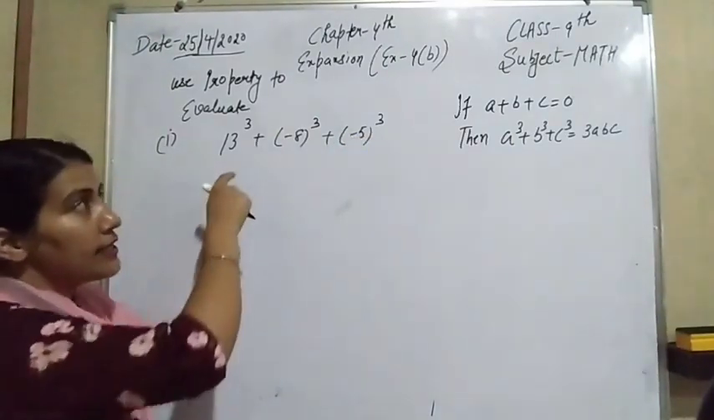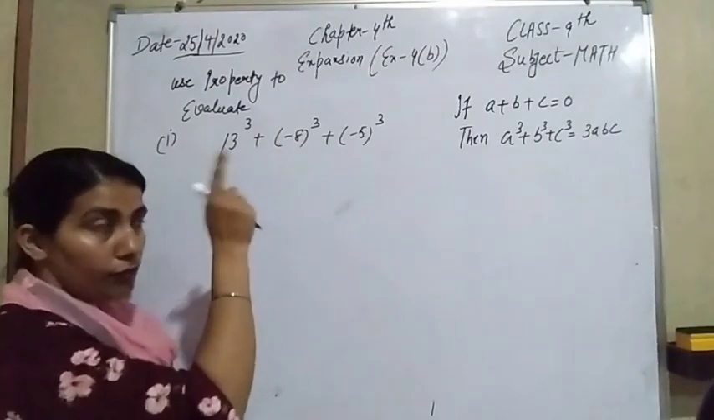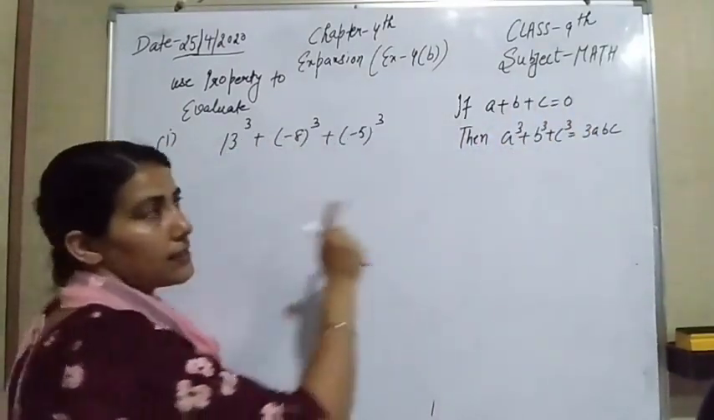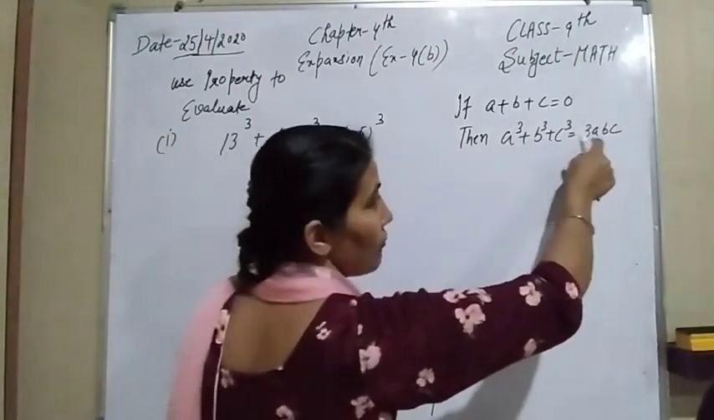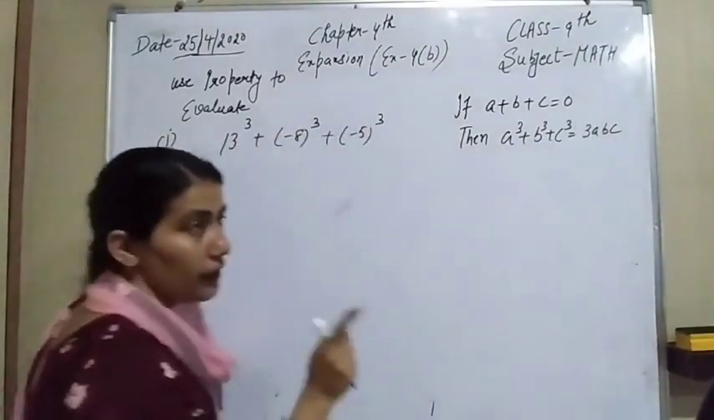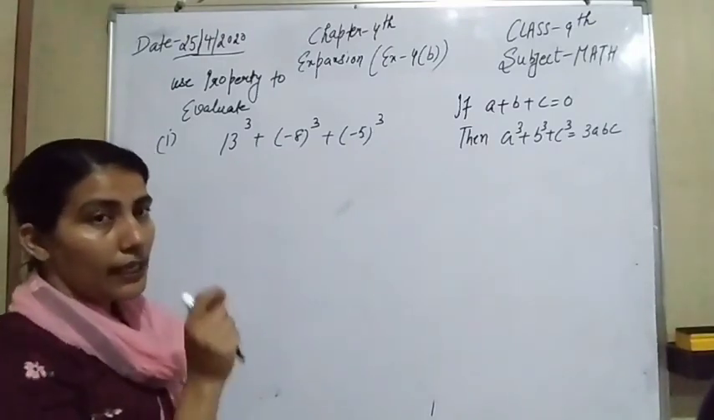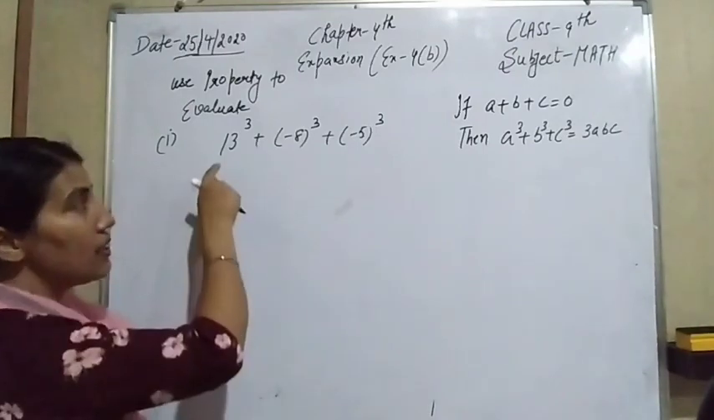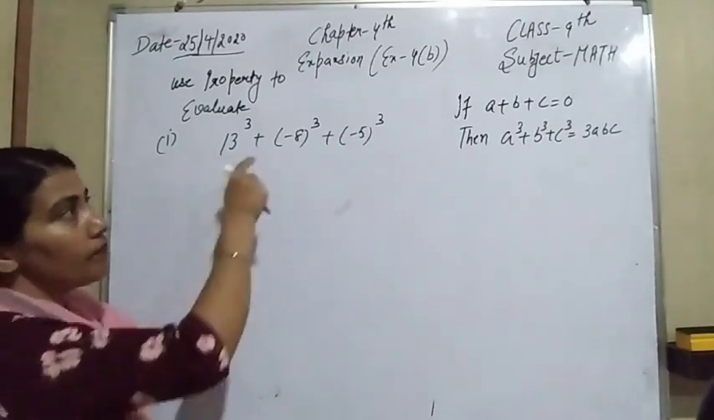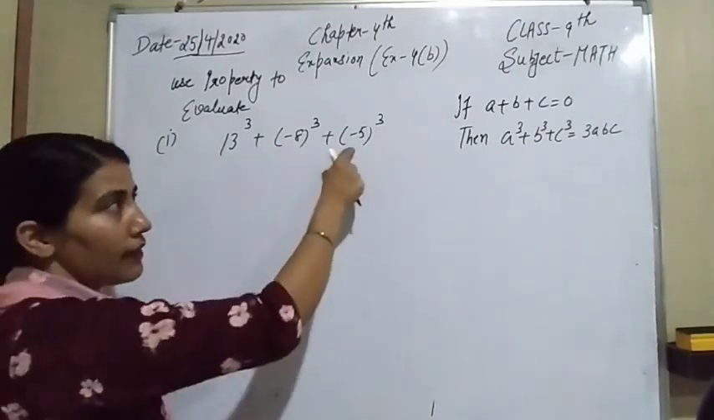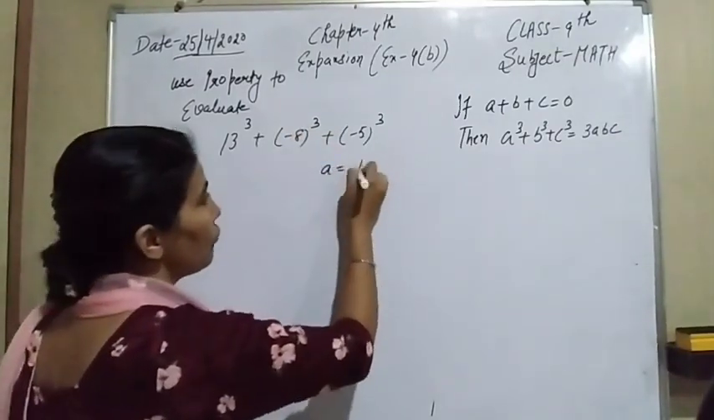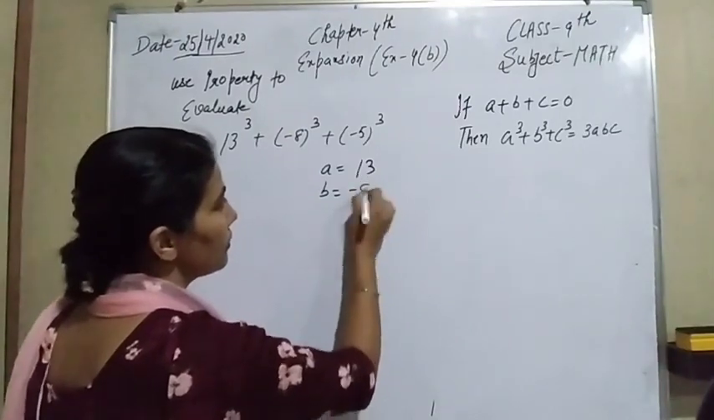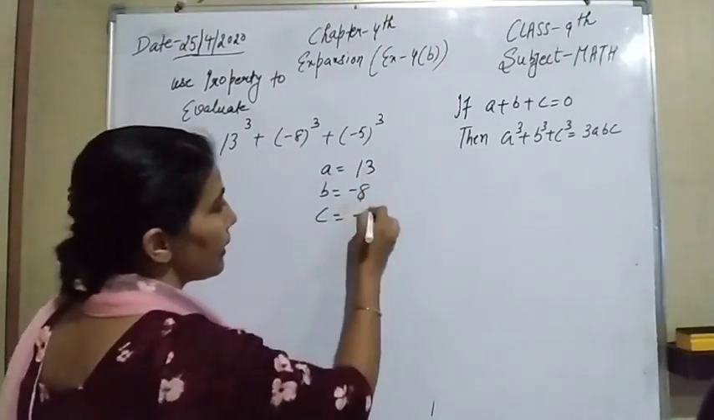Firstly, in these types of questions, if a plus b plus c equals 0, then we have a cube plus b cube plus c cube equal to 3abc. Clear? So first you have to check whether a plus b plus c becomes 0 or not. What is abc? Here the first value is a, the second value is b, the third value is c. Look at here, the value of a is positive 13, the value of b is negative 8 and the value of c is minus 5.